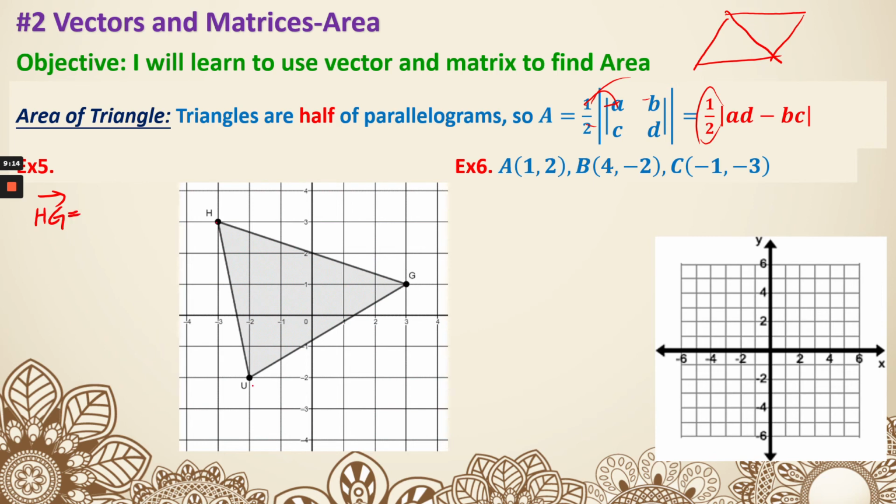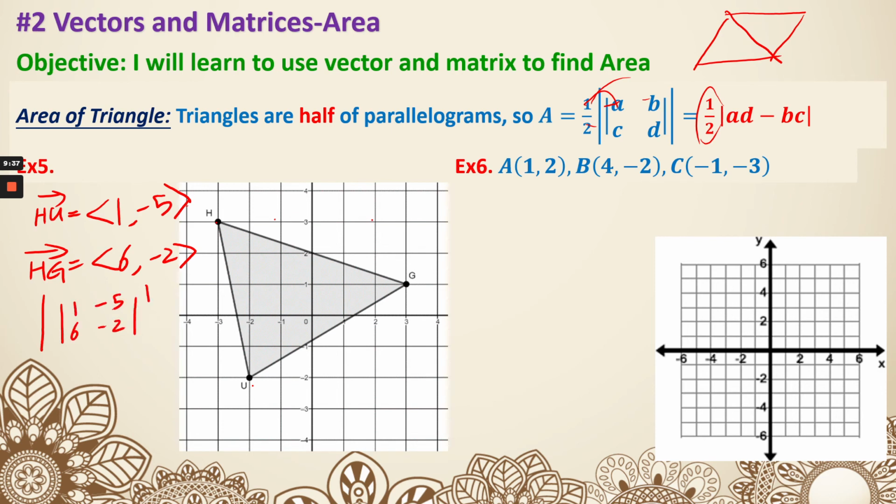From H to G is down 5 over 1, so it's over 1 down 5, so 1, -5. And then the other vector would have to be, I meant HI. The other one now is HI. That is 1, 2, 3, 4, 5, 6 to the right, and then down 2, so 6, -2. Finding the determinant, 1, -5, 6, -2. It's going to be 1 times -2, subtracting 6 times -5.